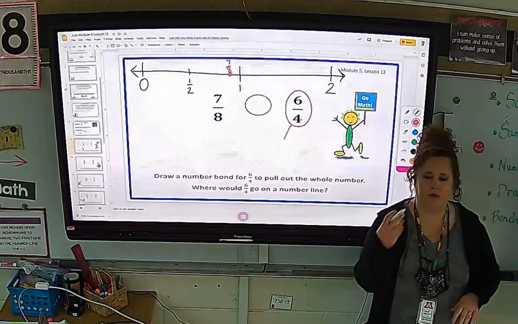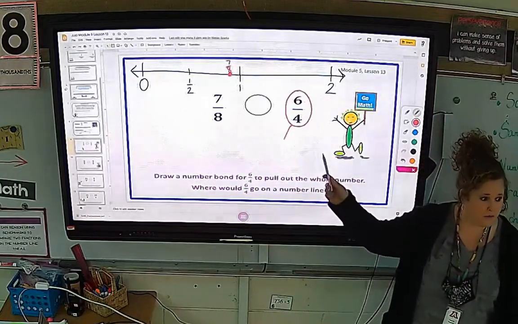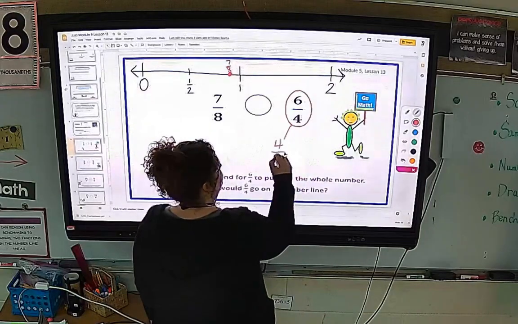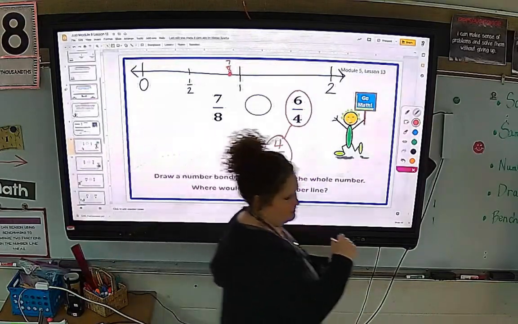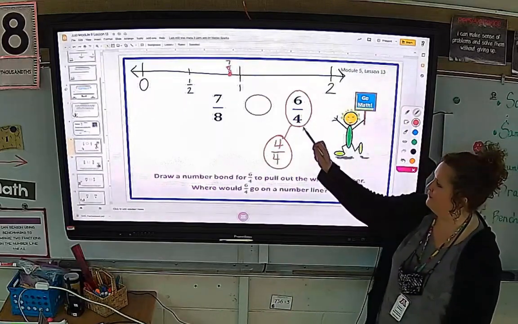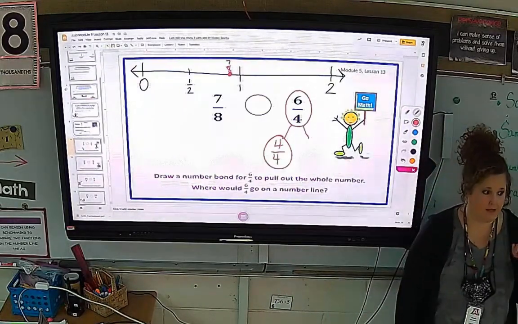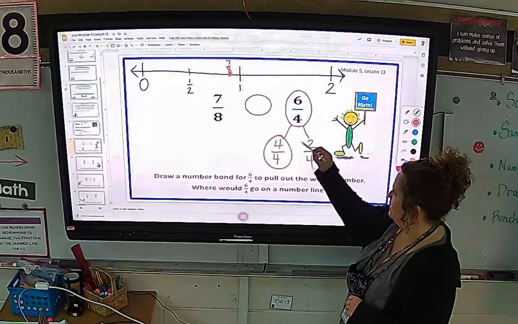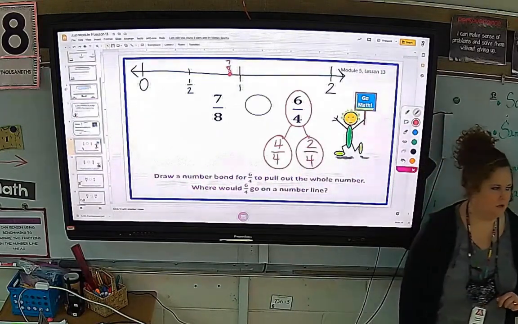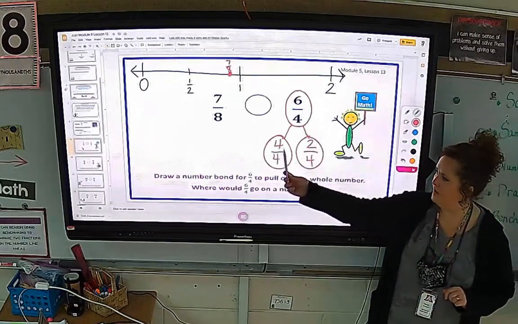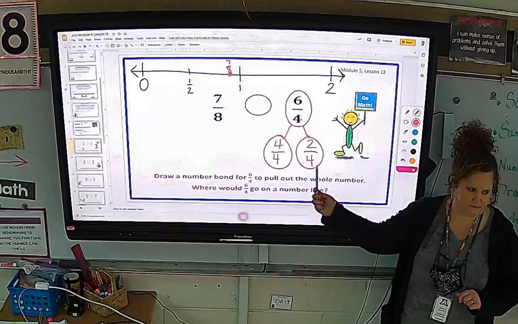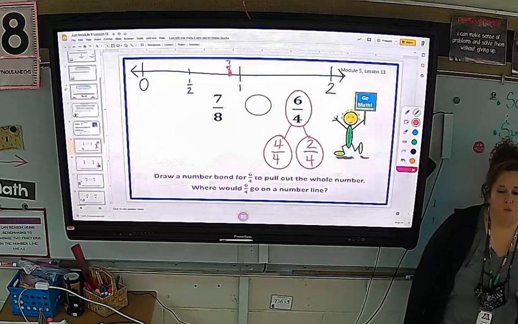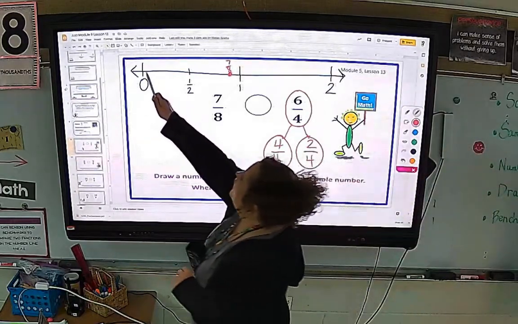Okay. So we're going to pull out the 1. How many fourths does it take to make 1? 4. So I'm going to pull out the 1, which is 1 whole, which is 4 fourths. Now, once I pull 4 of those out, how many are left? If I've got 6 and I take away 4, how many are left? 2. 2 fourths. This fraction will go all the way to 1, and then it'll go 2 more fourths. What is 2 fourths? 1 half.